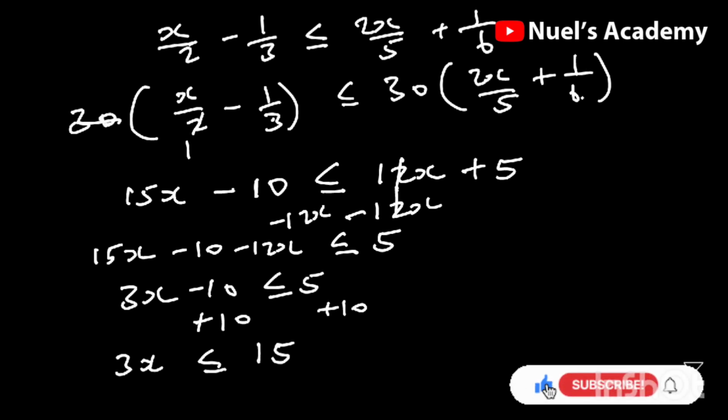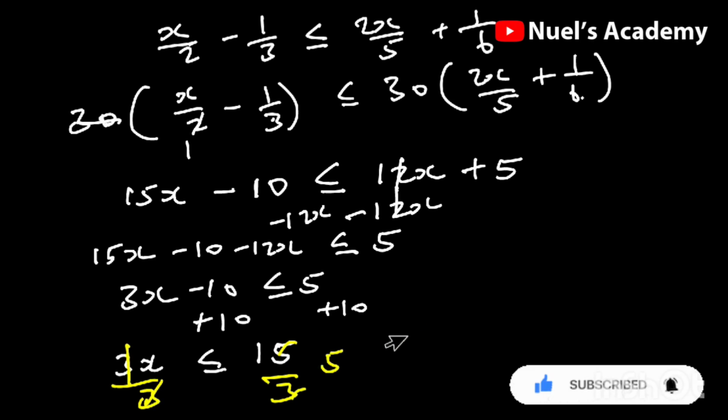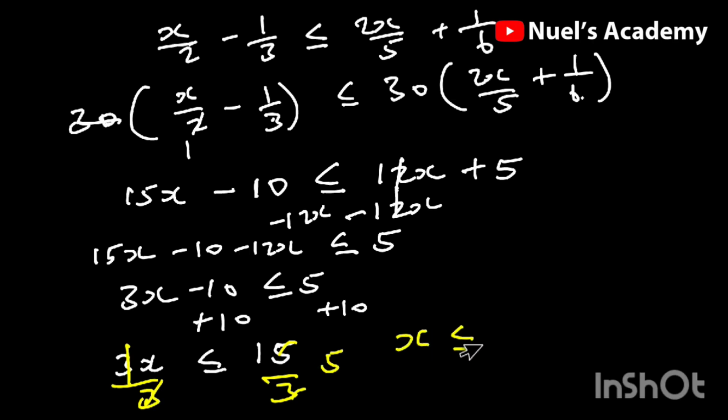So let's divide both sides by 3. This and this will cancel. 15 divided by 3 is equal to 5. So our x is going to be less than or equal to 5.